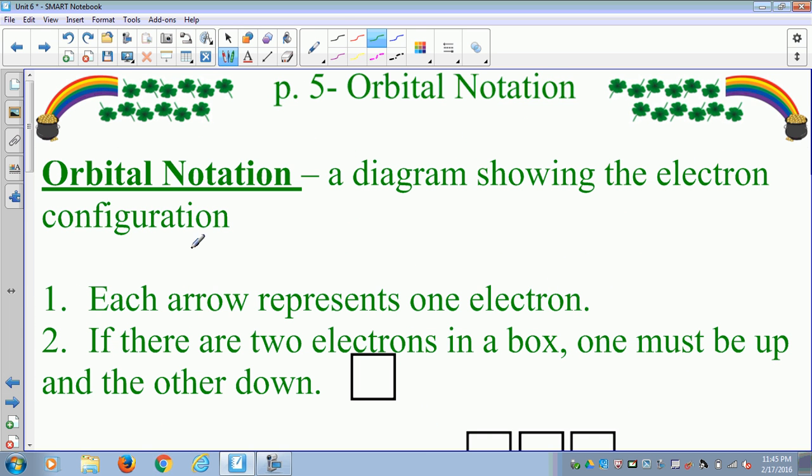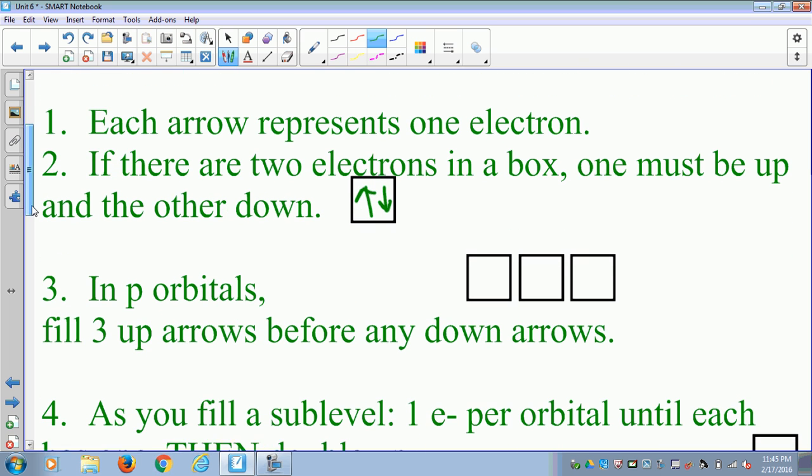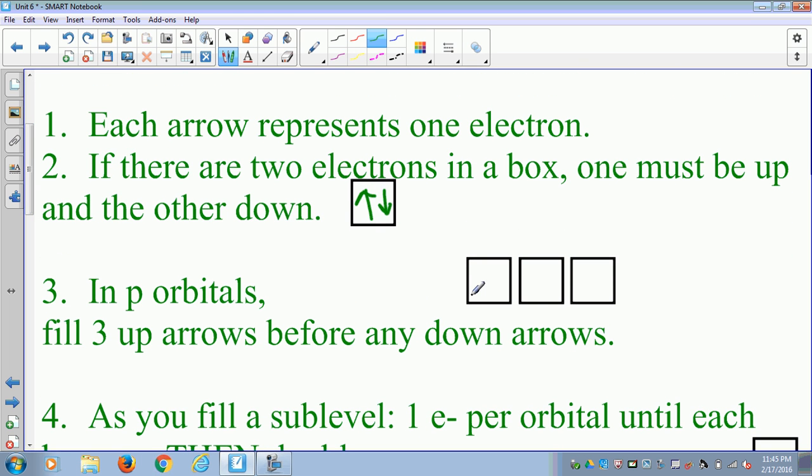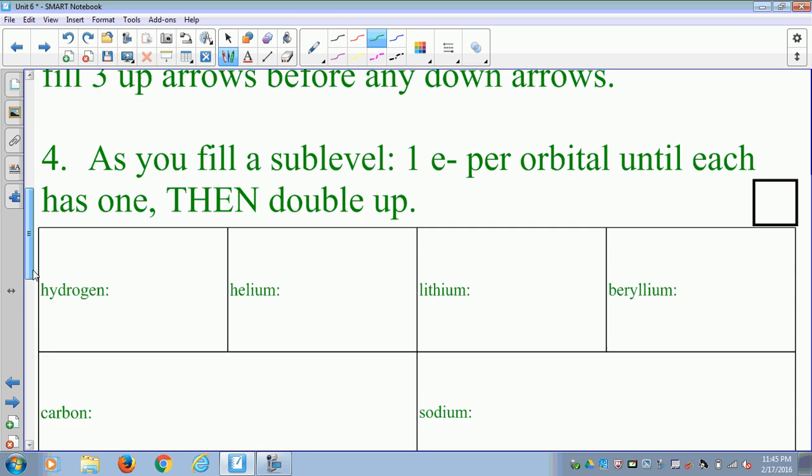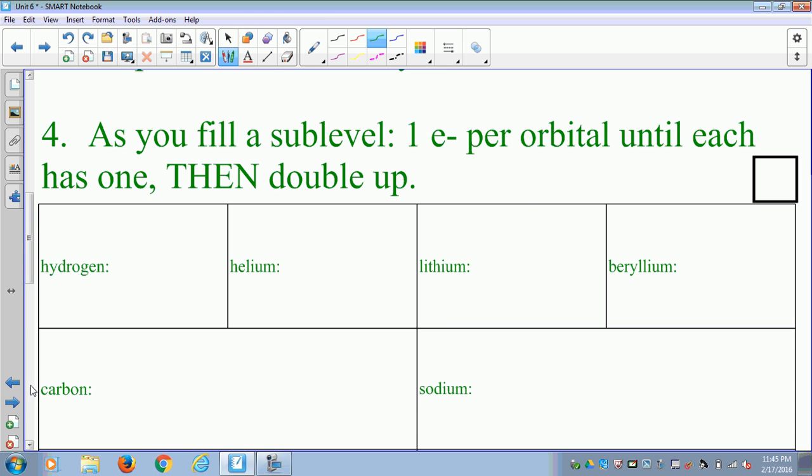So this is orbital notation. If there are 2 electrons in a box, one must go up and the other one goes down. In the p sublevel, there are 3 orbitals, and you have to distribute the electrons equally before you can pair them up. And then we will do the orbital notation here in the class.